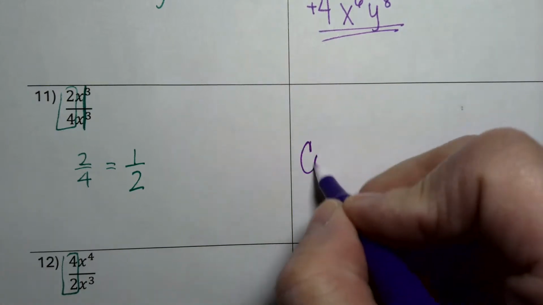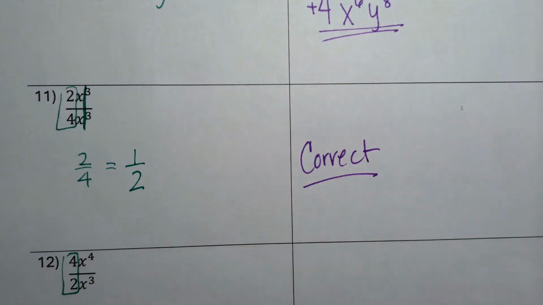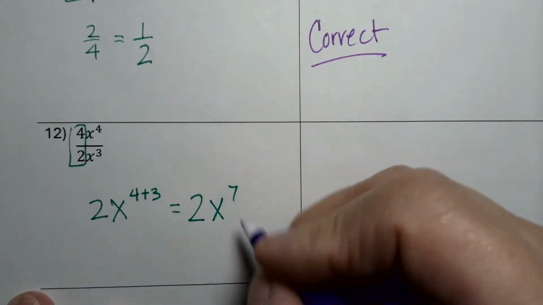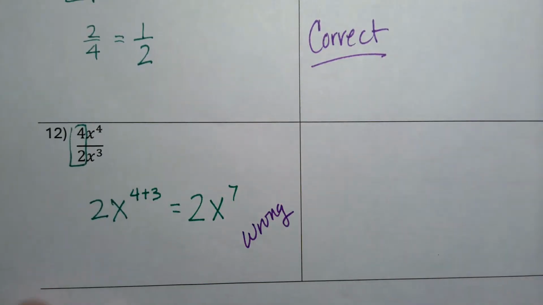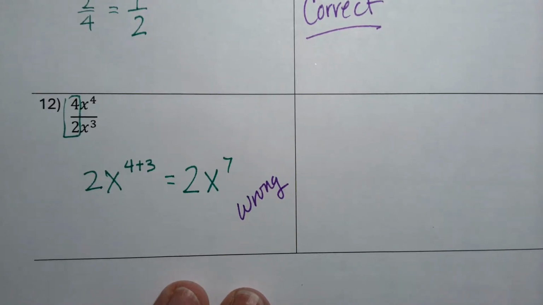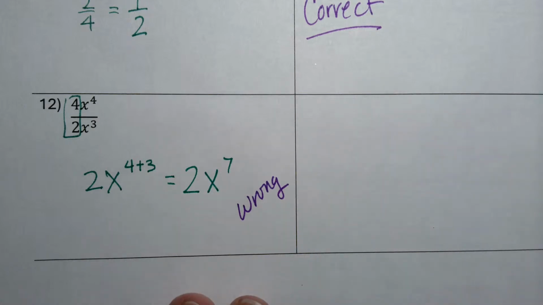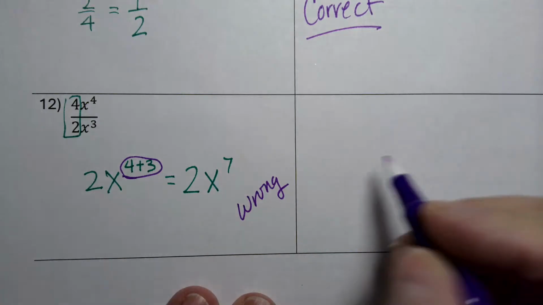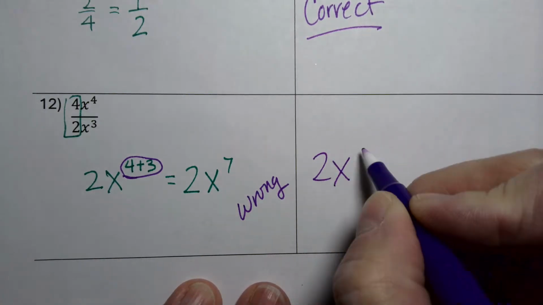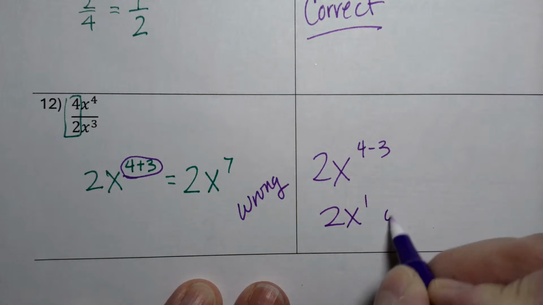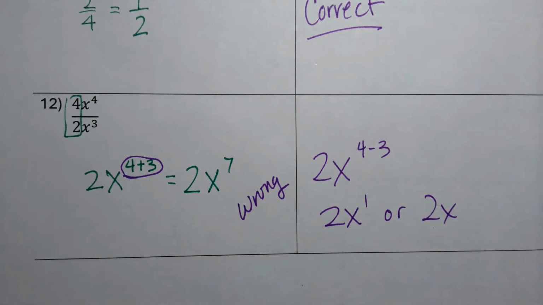All right, number 11. Well, this is correct. She did it right. So hopefully you saw that right off. Okay, number 12. This is incorrect. She got that one wrong. And I hope you caught this one because this was kind of a basic thing. The mistake is right there. It's 4 minus 3, not 4 plus 3. So she should have gone 2x to 4 minus 3. The correct answer is 2x to the 1, or just 2x.